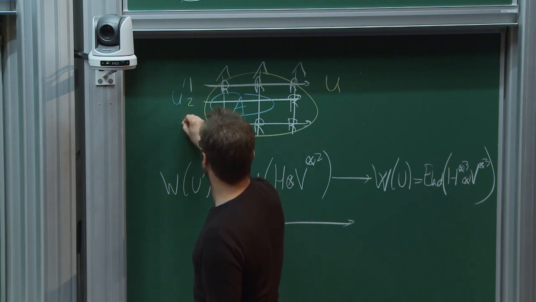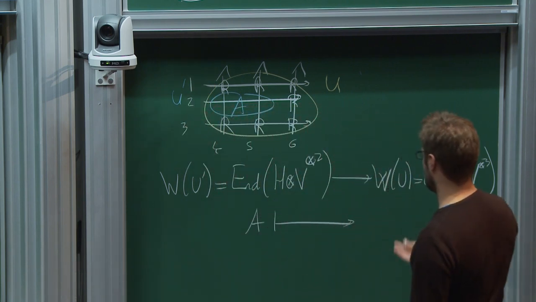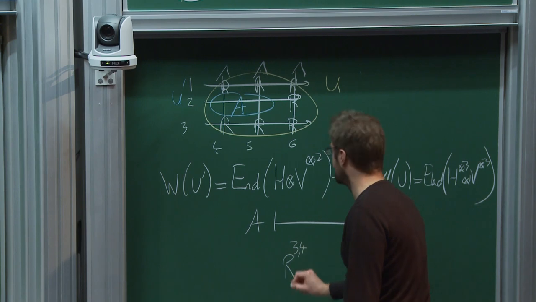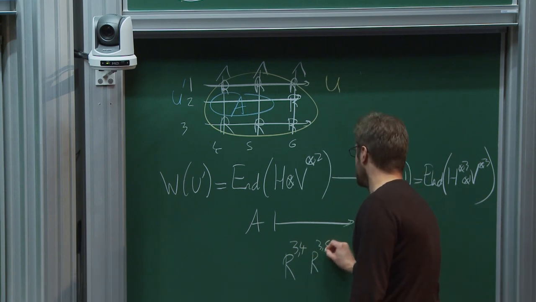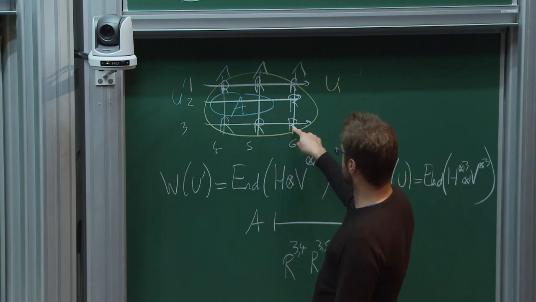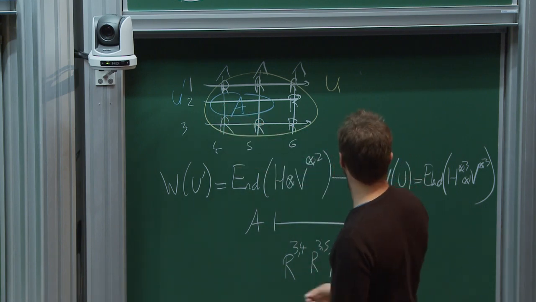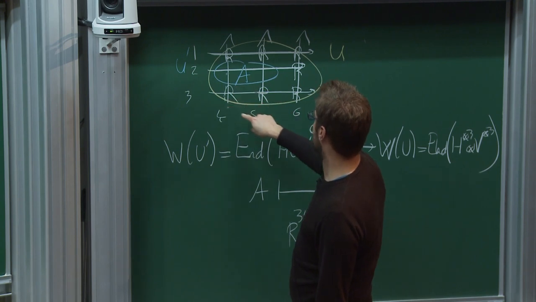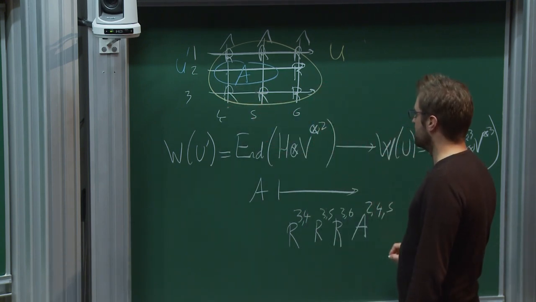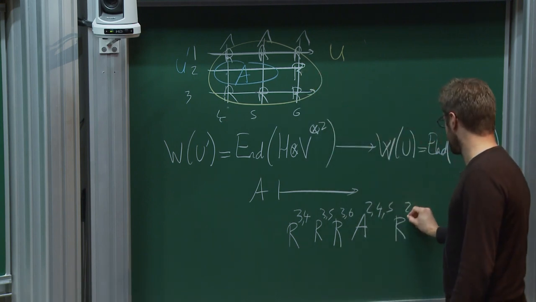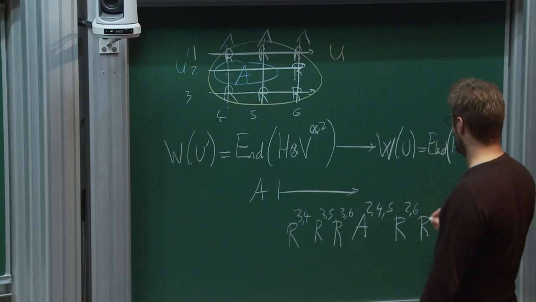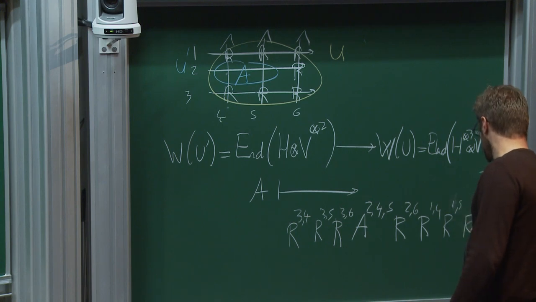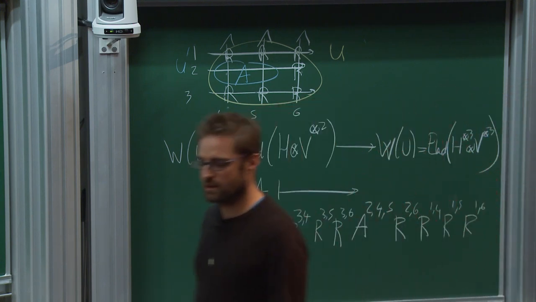So again, if I number things like this, it sends A to this big matrix. We're going to have R3,4, R3,5, R3,6, for these three guys here. Then there will be A. So A acts on three different guys. So there are going to be A,2,4,5. And then R,2,6, and then the remaining R's like R,1,4, 1,5, and 1,6. Anyway, you can play this game a lot.